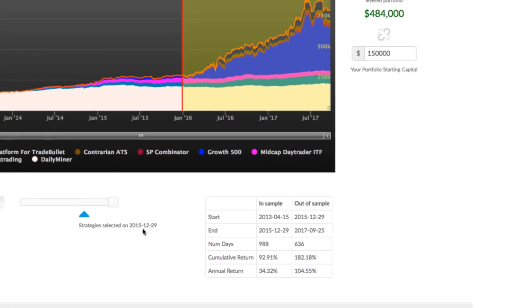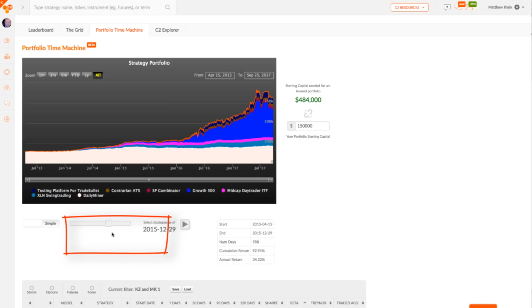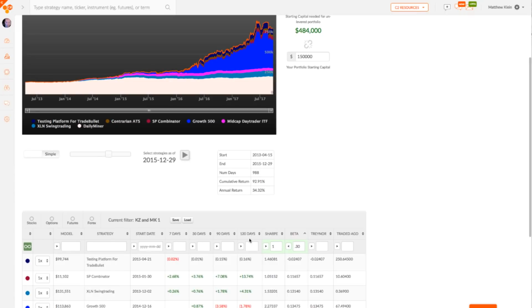To use the time machine, you can always move backwards and run another test by clicking this button and moving your time back to where you started, and then selecting new filters. This has been a really cursory introduction to the portfolio time machine on collective2.com. Remember, it is in beta. You know what beta means, right? It means if you see something strange on your screen that you can't explain, just ignore it.